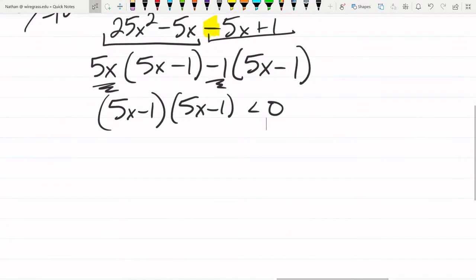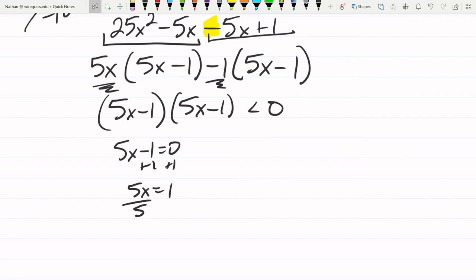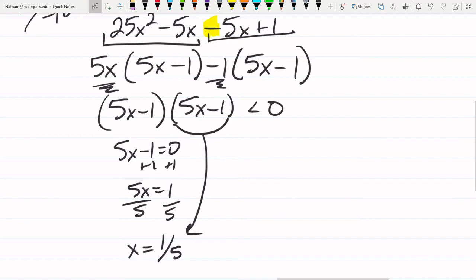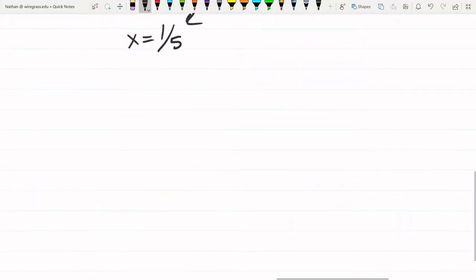Now, what are the boundary points that we get from this? Well, from this first one, 5x minus 1 equals 0. Add 1, divide by 5, and you see we get 1/5. Of course, this one's also going to give us the exact same answer. So x equal to 1/5 is the only boundary point. All right.